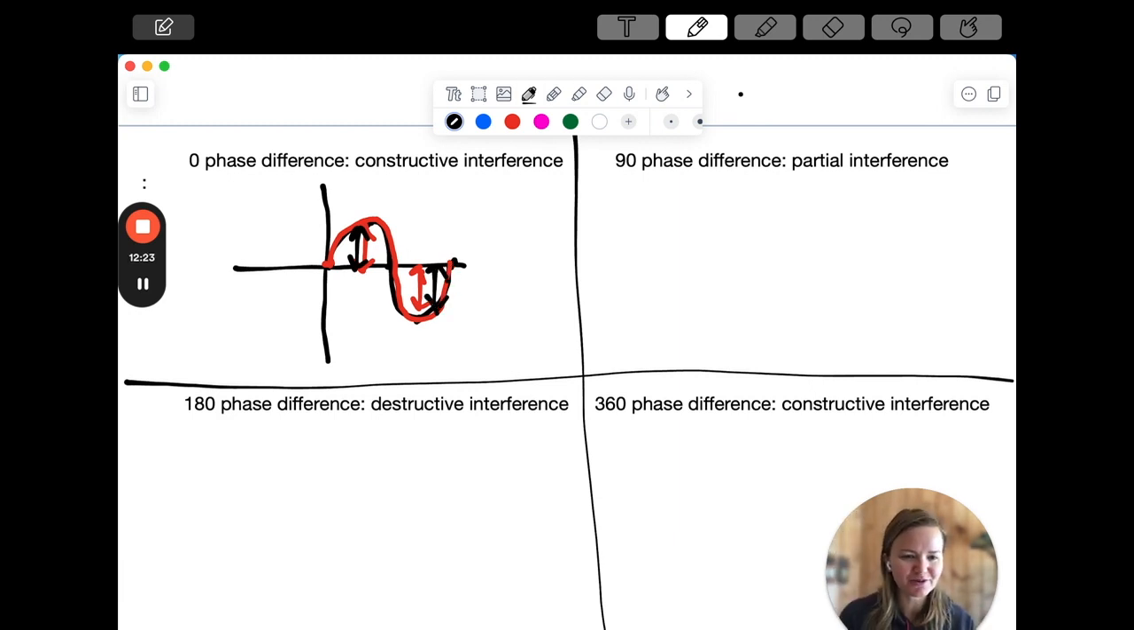If we add these two amplitudes together to construct a wave with twice the amplitude of our original wave, let's go ahead and draw that in blue. Then our new wave is going to look something like this. So it has double the amplitude of our original wave.